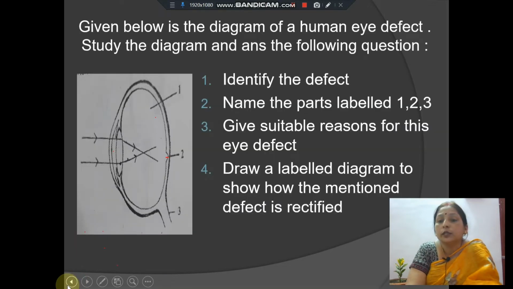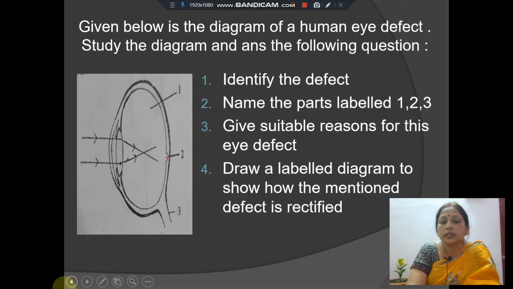Let's move to the question. First, give the suitable reasons for the eye defect. Suitable reason for the eye defect is the lens becomes too curved, or the lengthening of the eyeball. The eyeball lengthening and the lens becoming too curved are the reasons for the eye defect.